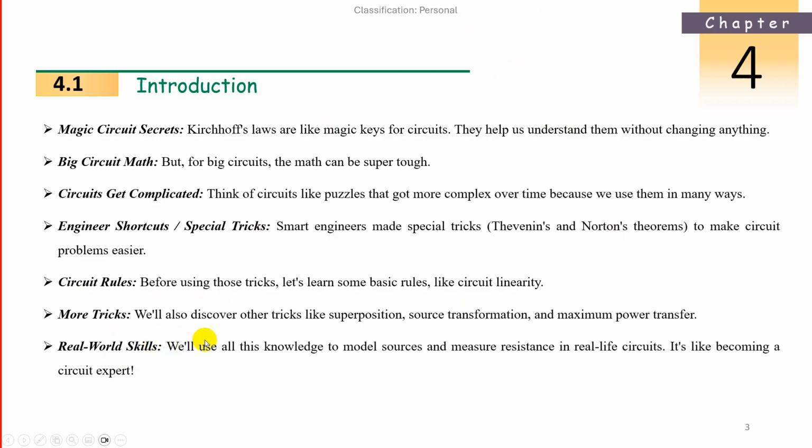What are the problems? Real world skills: we will use all this knowledge to model sources and measure resistance in real life circuits. It's becoming a circuit expert. When you understand these circuit theorems along with Ohm's law and Kirchhoff's laws, then you will become an expert in electrical circuits. Otherwise it is half knowledge. Only knowing Kirchhoff's voltage law, Kirchhoff's current law and Ohm's law is not enough to practice electrical circuits. These are the minimum things. Up to here our DC electrical circuits will finish, then we'll go for the AC.